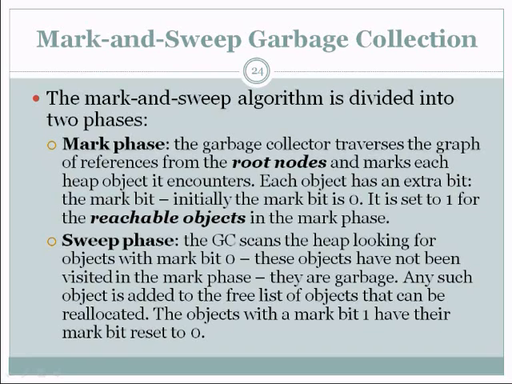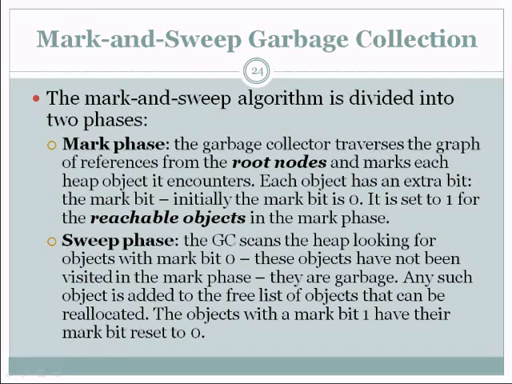Each object has an extra bit, the mark bit. Initially, the mark bit is 0. It is set to 1 for the reachable objects in the mark phase. The second phase is the sweep phase.